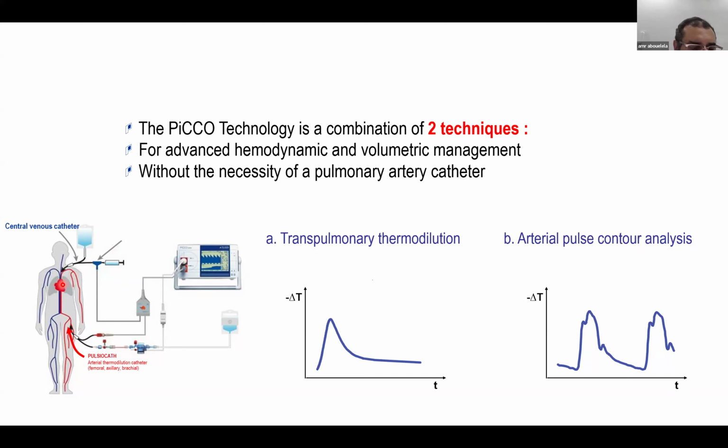We have a regular central line, any central line, and we have a special catheter, which is an arterial catheter. Mostly it's a femoral catheter, to be inserted in the femoral artery, and it contains a special thermostat, and there is a certain calibration and certain connection connected to the Pico monitor to get the readings.